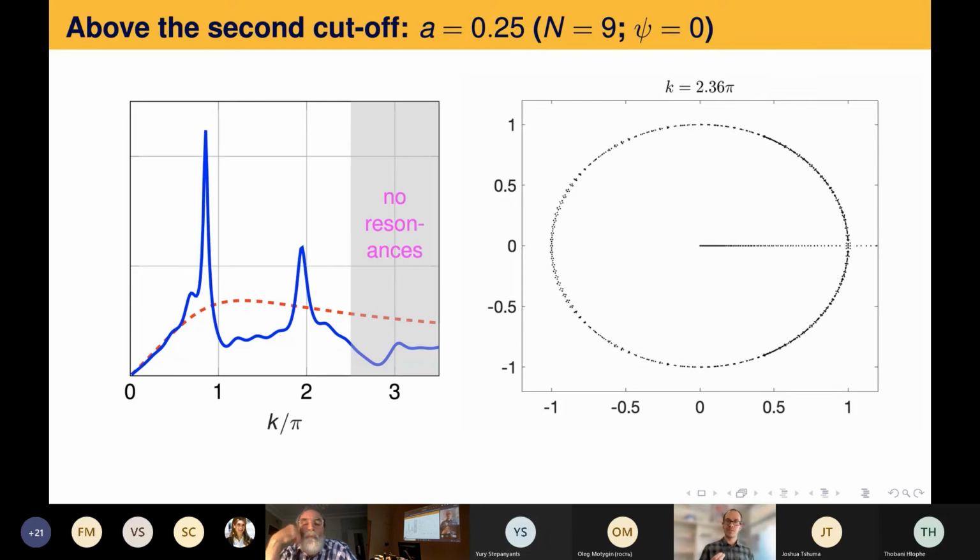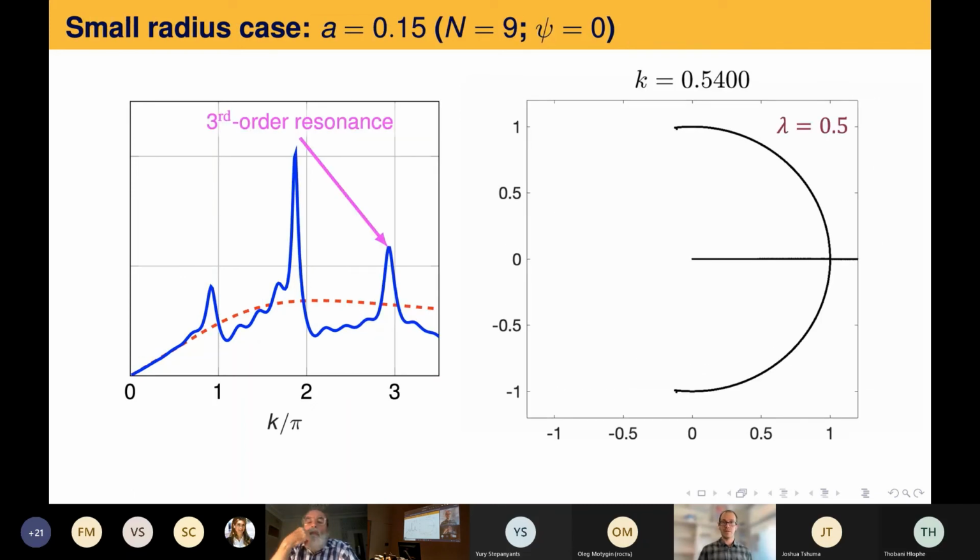Now remember that for a radius of 0.25, there are only 2 resonances. And if we look at the eigenvalues of the transfer operator above the second cutoff, we find no evidence of a discrete spectrum. That's what I'm showing you with the movie on the right. I can add as much damping as I like, but still no discrete spectrum appears. So what we've got is consistency between what looks like a complete cutoff of the discrete spectrum and an absence of resonance. For the small radius case, 0.15, we do have a third resonance.